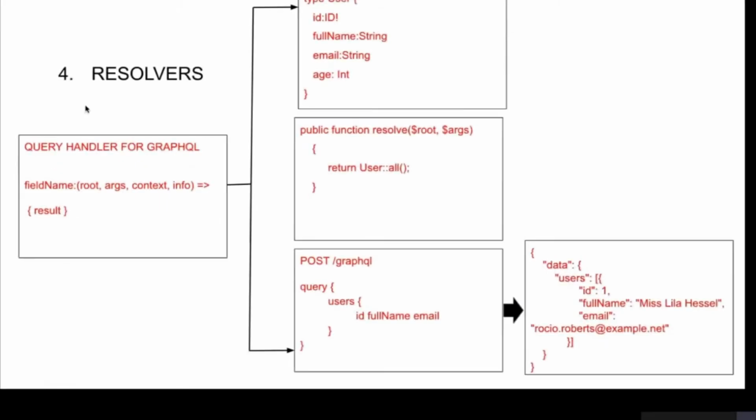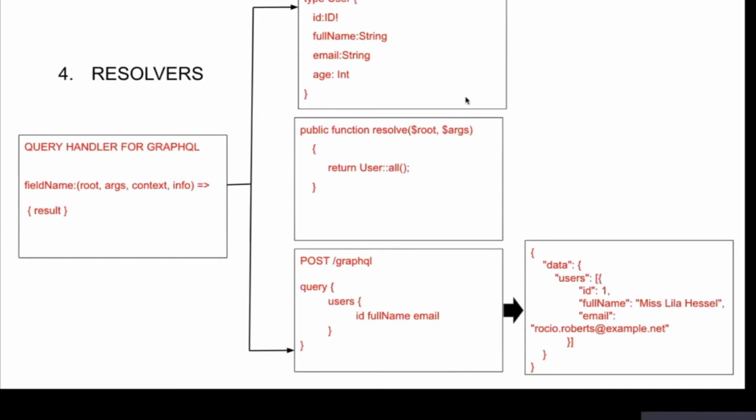Another concept we are going to be looking at is resolvers. So what are resolvers? Resolvers are query handlers for our GraphQL. So they basically help us handle our queries. To define a resolver, it accepts four arguments, which are the root, the argument, the context, and the info. And then we try to get a result from it.